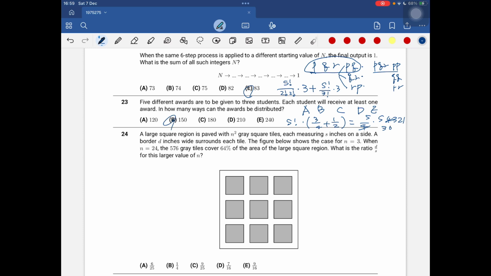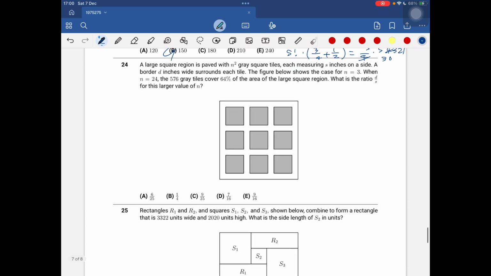Number 24. A large square region is paved with n squared gray square tiles, s inches on a side. So the number is n along each side. In this case, gray tiles cover 64% of the area of the largest square region. What is the ratio D to S? The border is D inches.